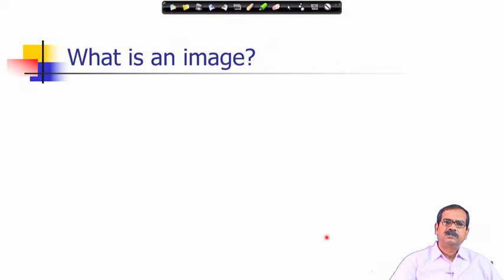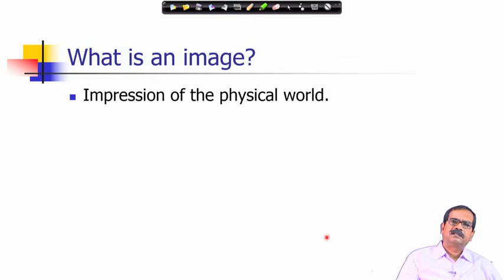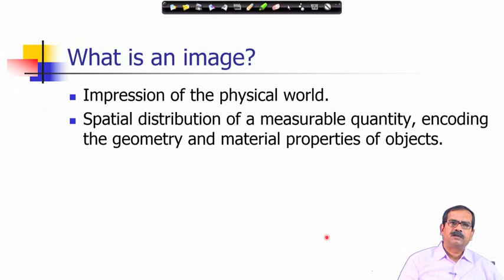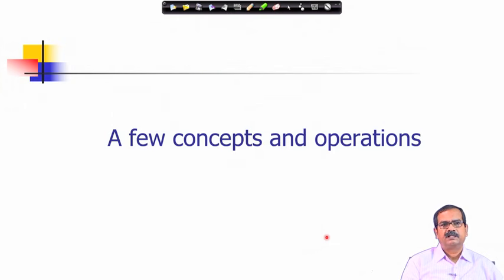So, if I summarize, how do I define an image? In a very short sentence we can say it is an impression of the physical world, and just to elaborate it a little more, we can say that it is a spatial distribution of a measurable quantity encoding the geometry and material properties of objects.